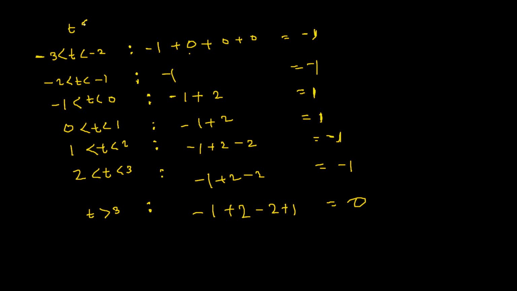And for t less than minus 3, my graph remains 0 because every single graph has a value of 0 below t equal to minus 3. So now if I plot my graph, I have to plot the value for each domain, I mean for each region.